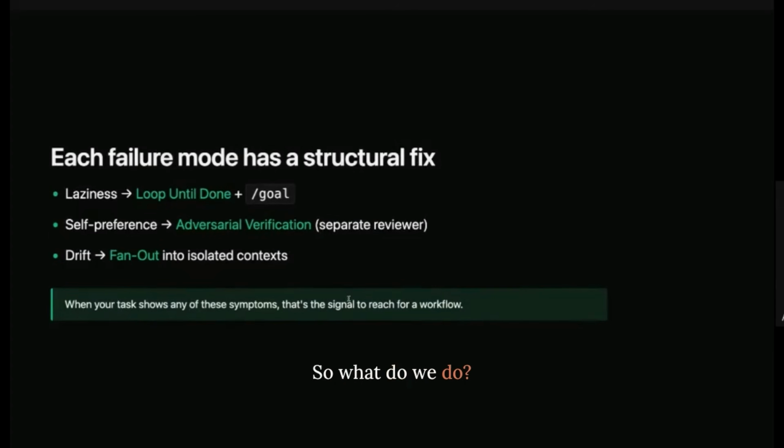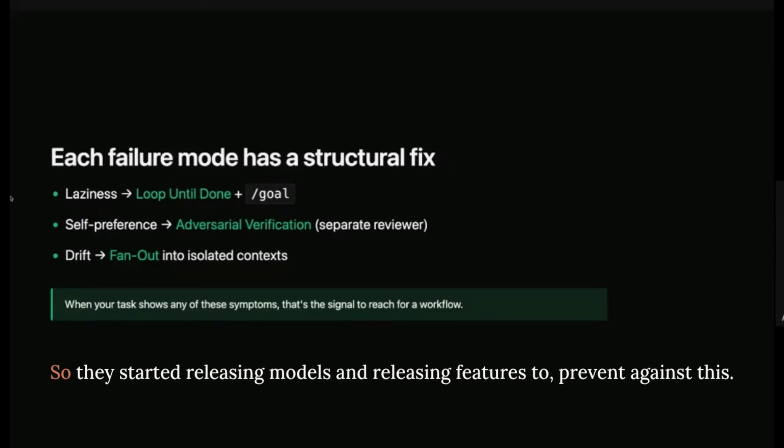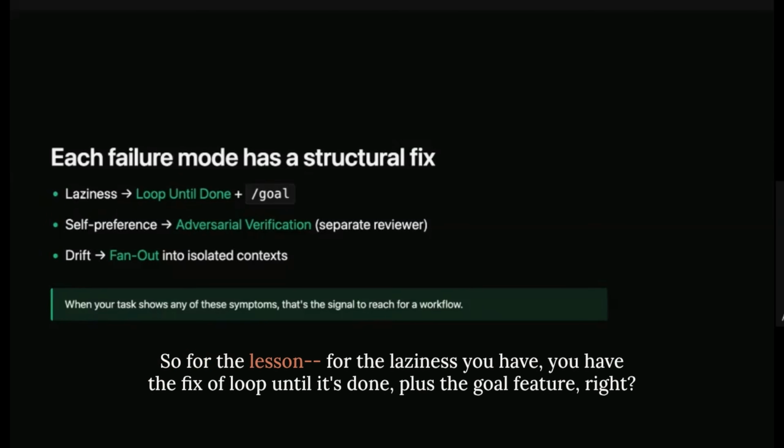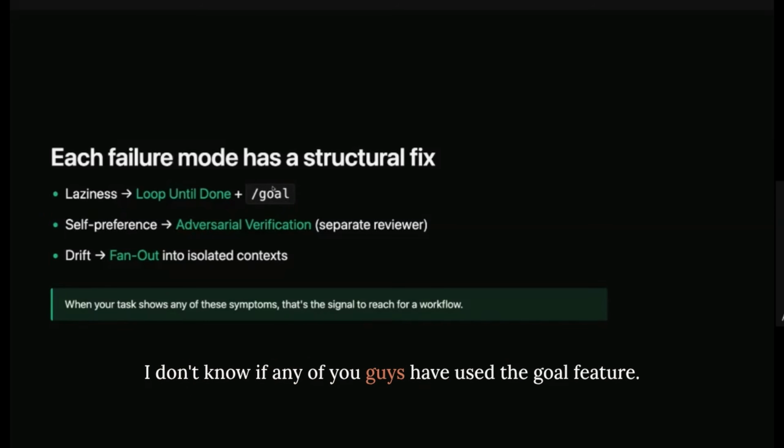So what do we do? Each failure mode has a structural fix, right? They started releasing models and features to prevent against this. So for the laziness, you have the fix of loop until it's done plus the goal feature, right? I don't know if any of you guys use the goal feature.